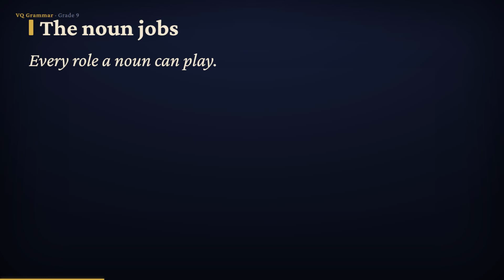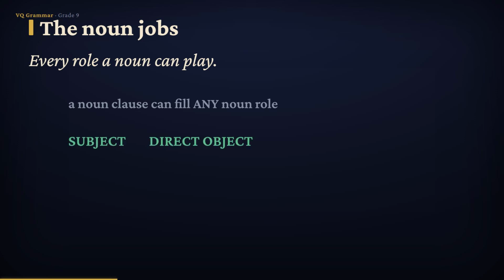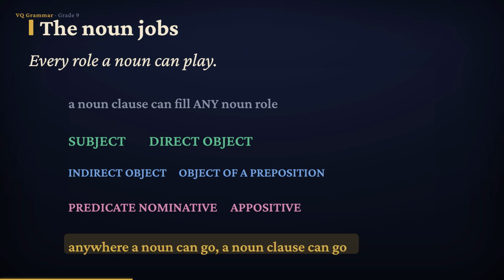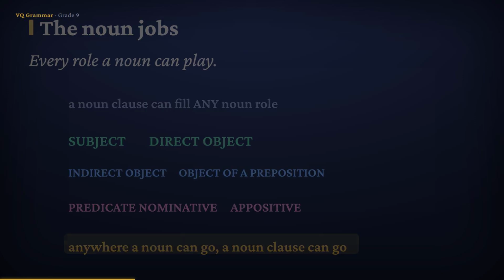So, where can a noun clause show up? Anywhere a noun can. Remember, a noun can play several roles in a sentence, and a noun clause can step into every one of them. It can be the subject or the direct object. It can be an indirect object or the object of a preposition. It can even be a predicate nominative or an appositive. Don't worry about memorizing all 6 right now. The key idea is simple. Anywhere a noun can go, a noun clause can go too.